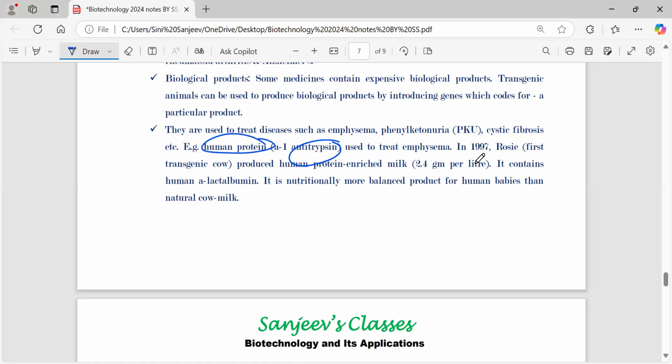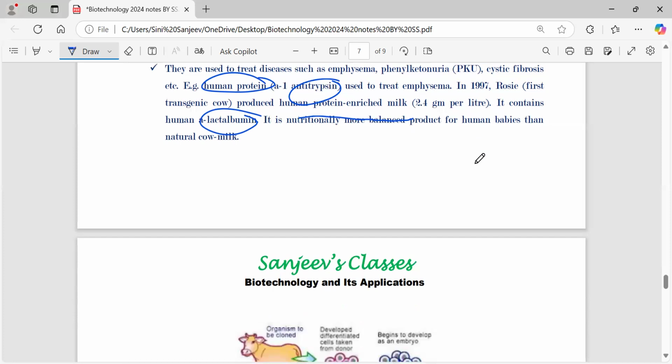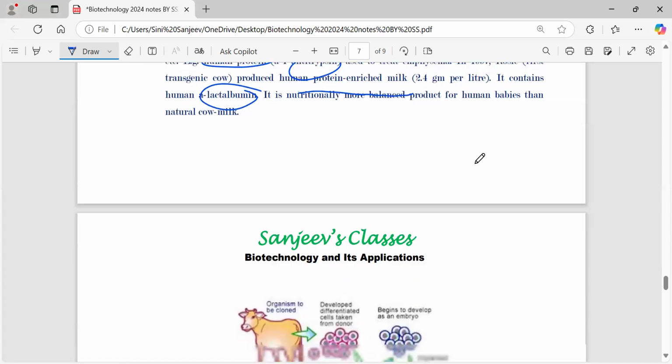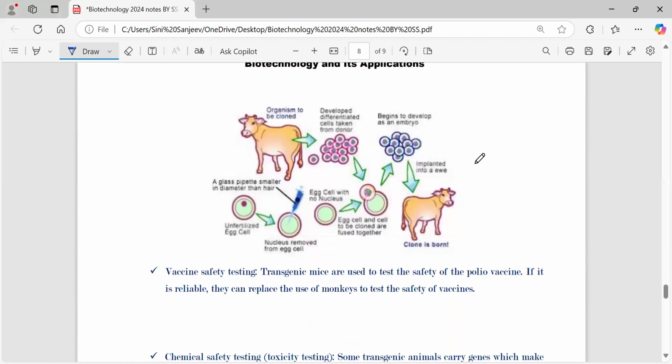Here you can see where it is produced. It is human protein enriched milk, which contains a protein called lactalbumin. If this is present, then you can treat emphysema in that particular person. Here you can see how transgenic animals have been developed. This is the organism, and you have to make a clone of it.